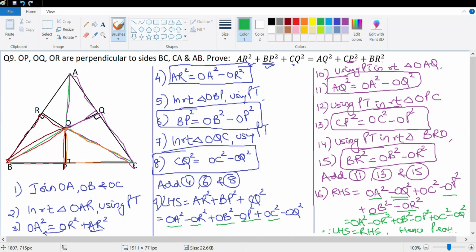So these questions are fairly simple as long as you apply Pythagoras theorem again and again in different right angle triangles.